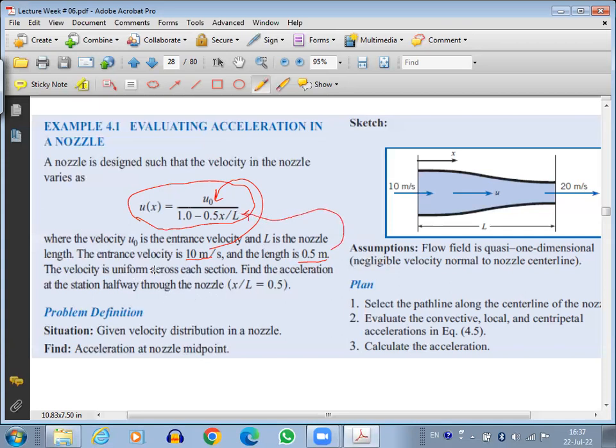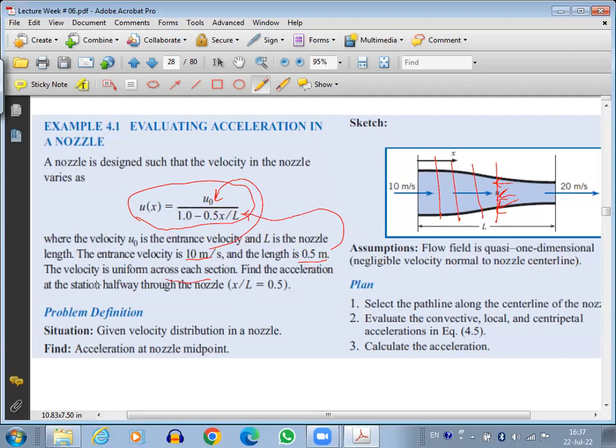The velocity is uniform across each section. So at any section, the velocity is uniform. Uniform means at any section, whether I look at the velocity here or here or here, it is uniform. It's not changing.